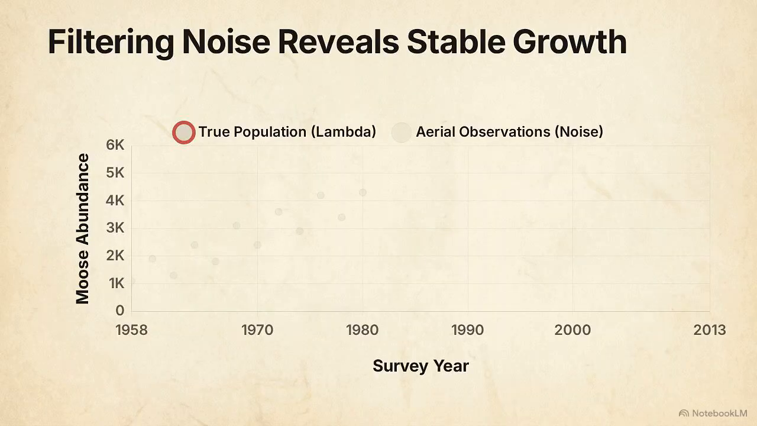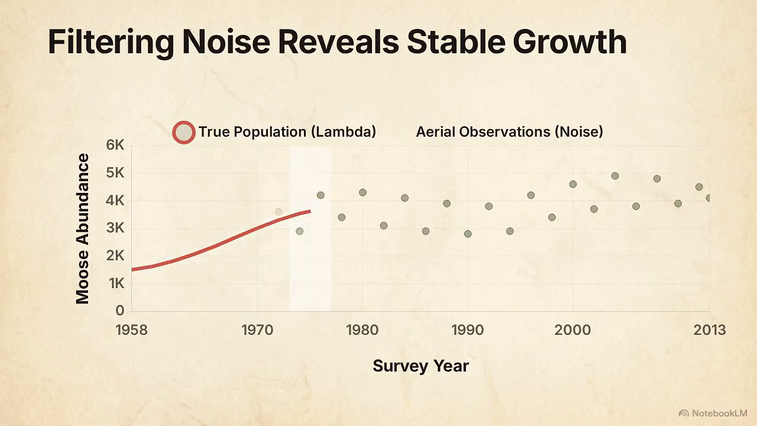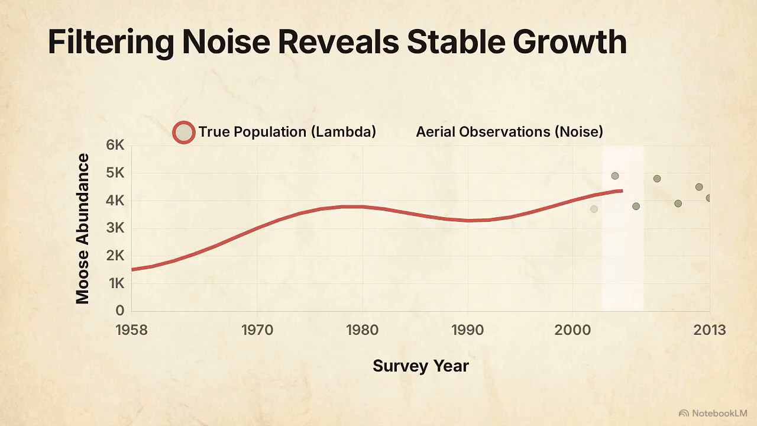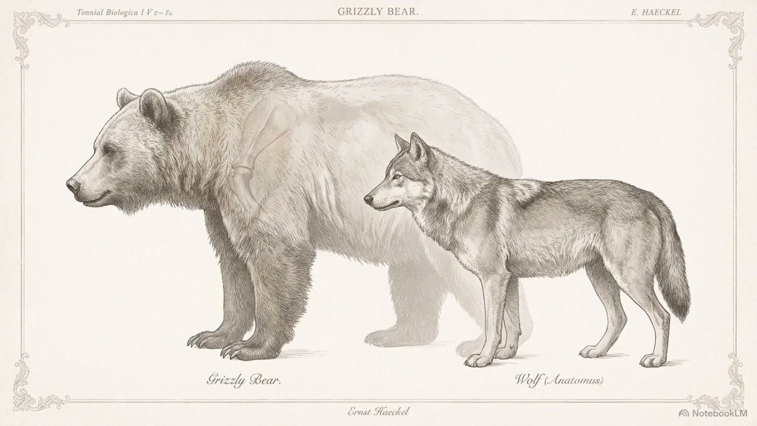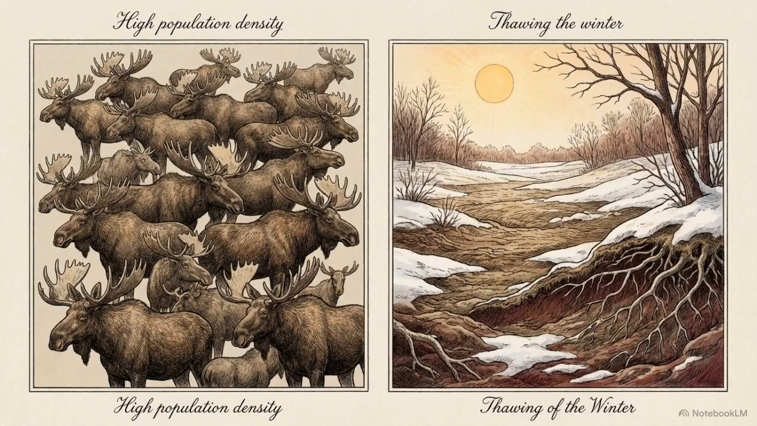To find the actual signal in the Utah data from 1958 to 2013, researchers utilize a Bayesian state space model. This filter visually removes noise from scattered raw data points to reveal the true biological population growth, lambda, separating it from simple observation error. Once the noise was stripped away, the model identified two dominant hidden parameters exerting severe negative pressure on lambda. The culprits halting the population growth were not predators. The stall was driven entirely by a toxic combination of high population density and warm winter temperatures.